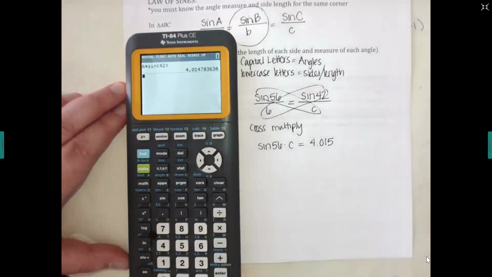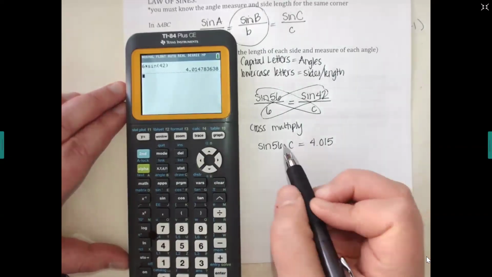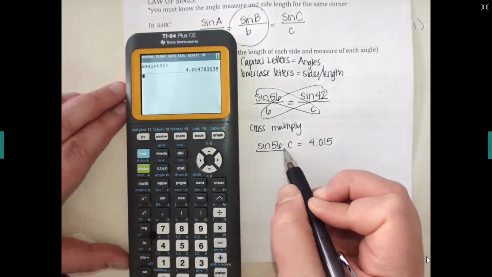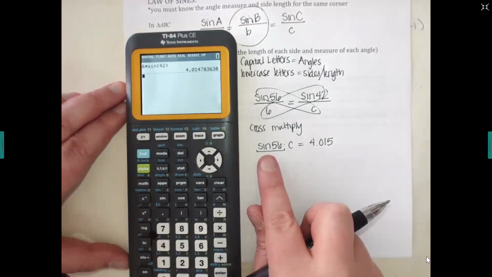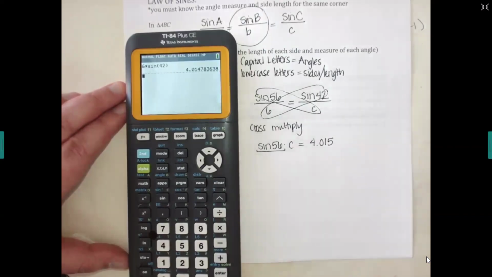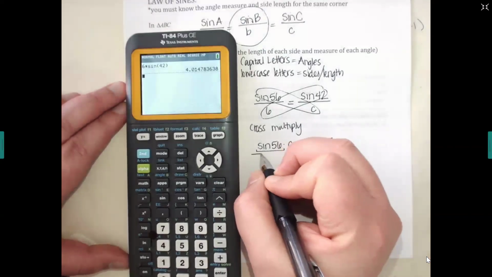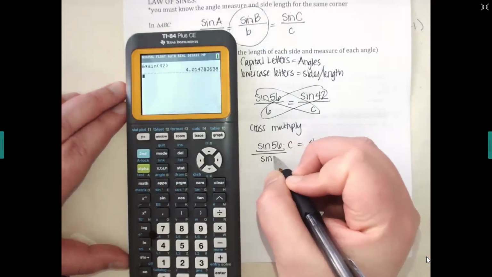Technically, it's a 4, but followed by a 7, we're going to round it. Okay, from here, remember, sine 56 is just a number. We don't know what the number is, but we know it's a number. And it's currently multiplied by c. So if I want to get c by itself, how will I get rid of this? Divide not by c, but by sine 56. Very good.